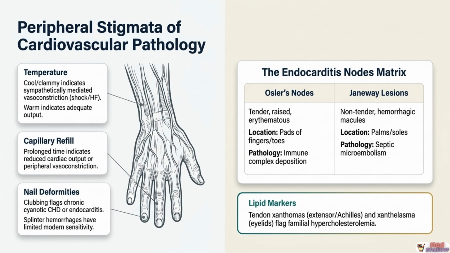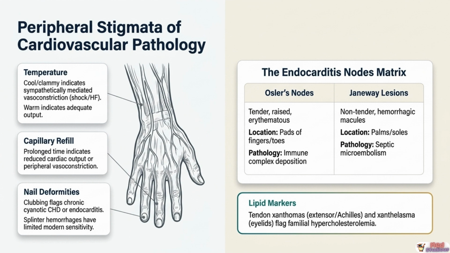Speaking of endocarditis, two specific nodes deserve direct comparison. Osler's nodes are tender, raised, erythematous nodules on the pads of the fingers and toes caused by immune complex deposition. Janeway lesions are non-tender, hemorrhagic macules on the palms and soles caused by septic microembolism showering off an infected valve. And don't forget lipid markers. Tendon xanthomas on the extensor tendons and Achilles, along with xanthelasma around the eyelids, are visual red flags for familial hypercholesterolemia.